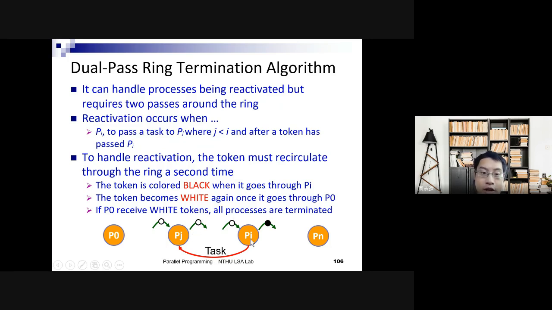All right. So this is what we call the dual pass ring termination algorithm. Actually, it's not really dual pass; it's possibly an infinite number of passes until you have a valid run, a valid token received.